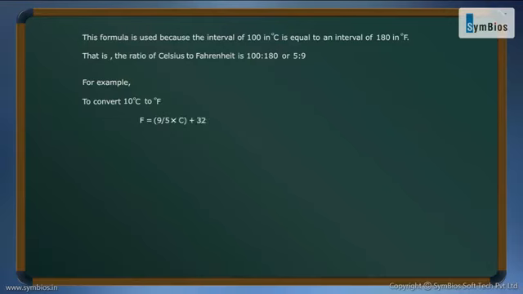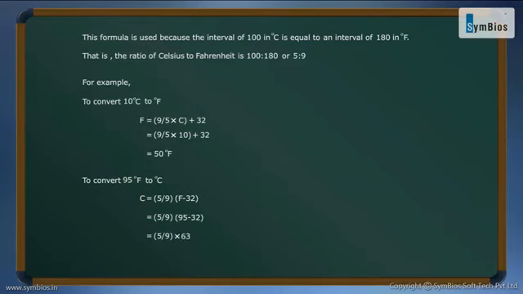For example, to convert 10 degrees Celsius to Fahrenheit, F = 9/5 × C + 32 is equivalent to 9/5 × 10 + 32, which is equal to 50 degrees Fahrenheit. To convert 95 degrees Fahrenheit to degrees Celsius, C = 5/9 × (F − 32) is equivalent to 5/9 × (95 − 32), which is equal to 5/9 × 63, which is equivalent to 35 degrees Celsius.